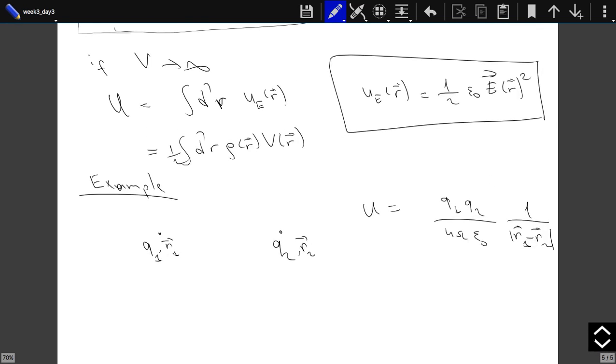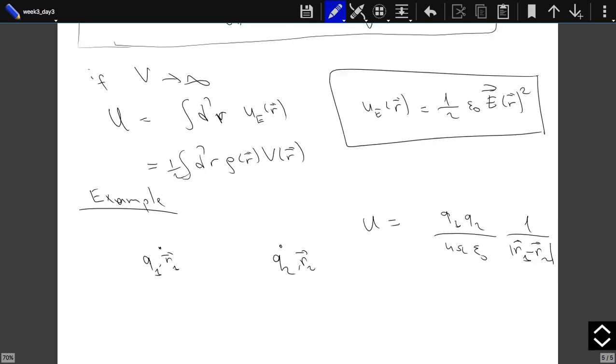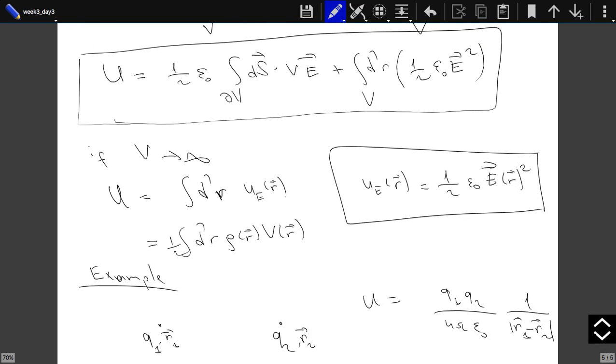If Q1 and Q2 are opposite charges, what will be the sign of this potential energy? Minus. So it is a negative potential energy. But now we have a problem though. Let's go back to this expression.